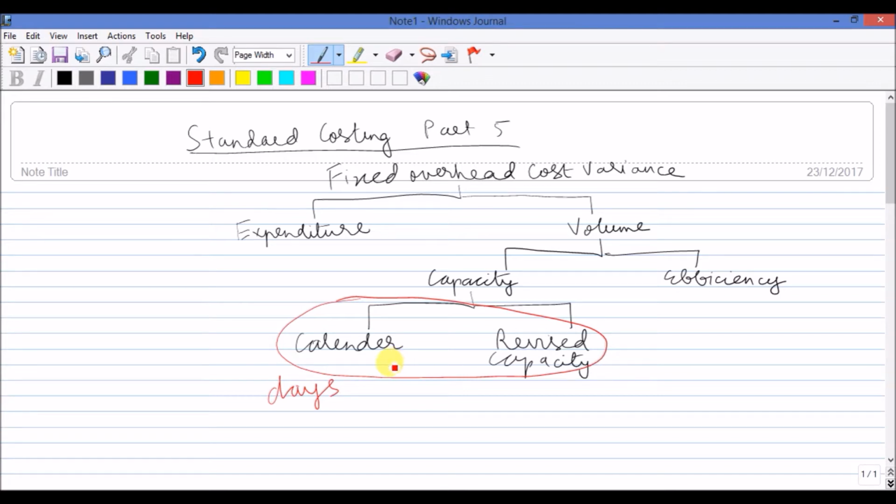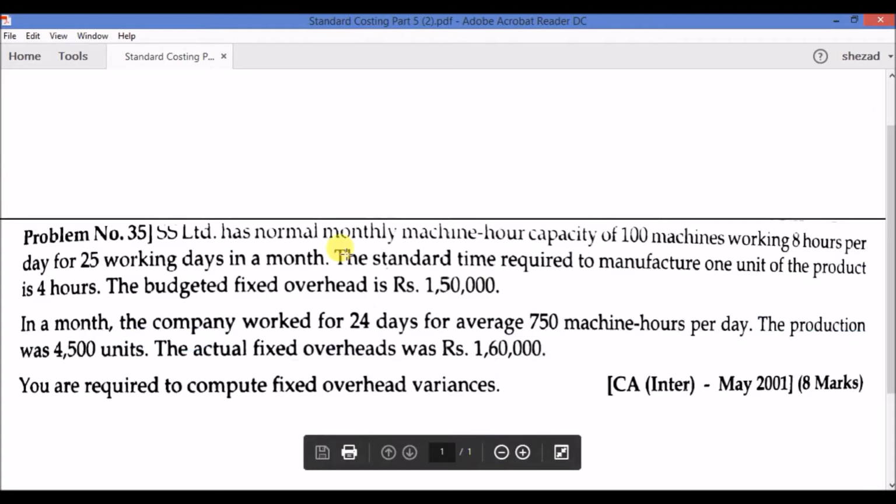Those who are looking at part 5, I want you all to look at part 4 and understand it, and then you can come to part 5 and continue with the standard costing part. For those who are following the lectures, we are moving to the sum. So let's start with the sum.